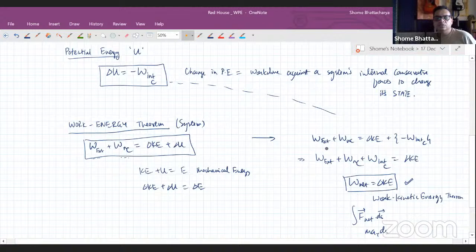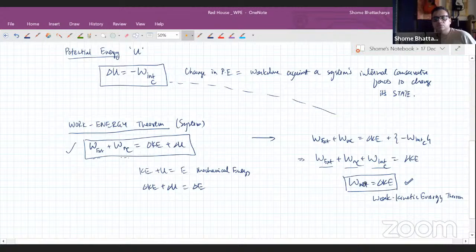Now when you split this into work done by external plus non-conservative plus internal conservative, you can show that it becomes this statement. So in a sense, we know the proof of this. It's basically a logical extension of the work kinetic energy theorem, which we have already proved earlier. So we don't really need to separately prove the work energy theorem. It's just that some of the terms in the work kinetic energy theorem are redefined.